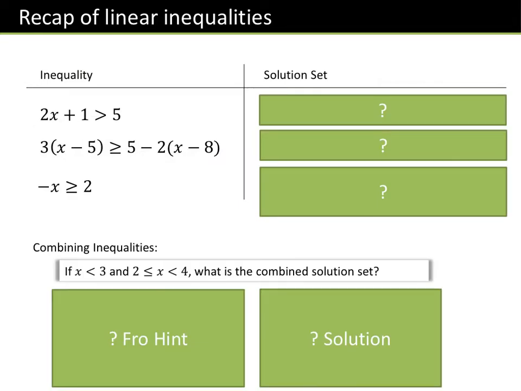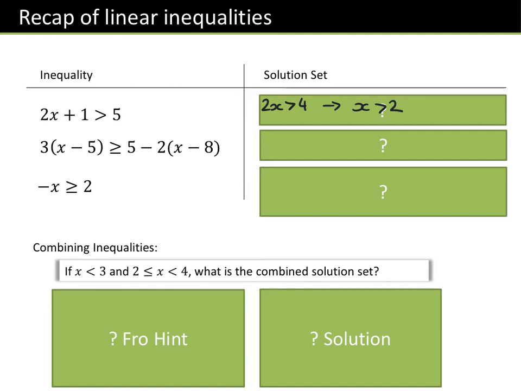Okay, so recapping inequalities, this is going to help us with the discriminant questions. So, very quickly, we are just going to go through these questions. We should be confident with these. So, if 2x plus 1 is greater than 5, we're then going to have 2x is greater than 4, and that means that x is greater than 2. Nice and easy.